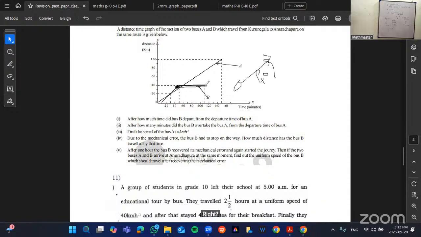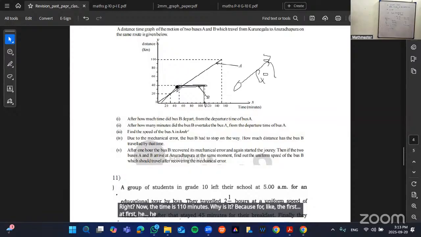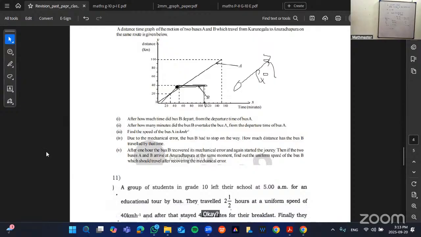Right now, the time is 110 minutes. Why is it? Because at first he started to break down for 50 minutes, then he stayed another 60 minutes. Now the time is 110 minutes. Okay. Now they say that after he stayed for all of this time, he started to move towards the destination, and he reached.